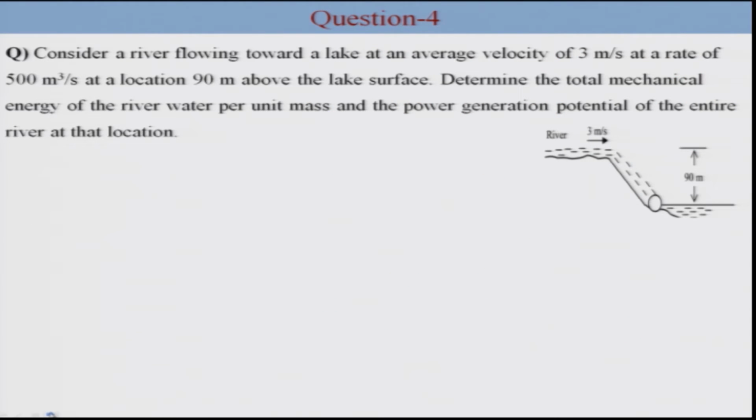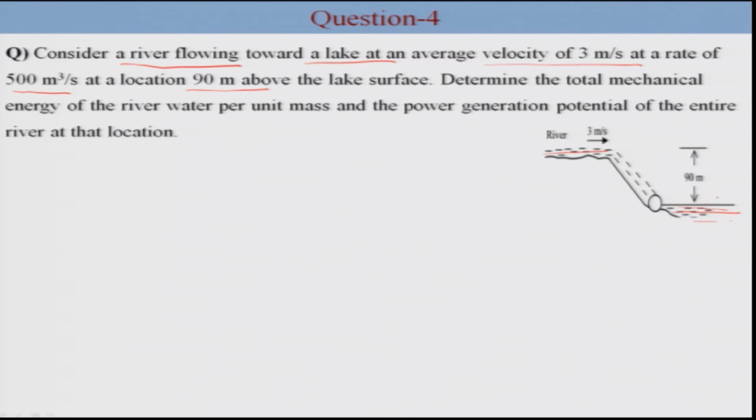So, the next problem is about a river which is flowing towards a lake at an average velocity of 3 meter per second at a rate of 500 meter cube per second at a location 90 meter above the lake surface. So, this is a lake. The river is flowing at a velocity of 3 meter per second and the volume flow rate is 500 meter cube per second, and the height of the river above the lake is 90 meter.